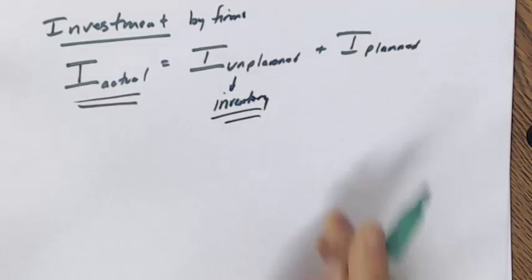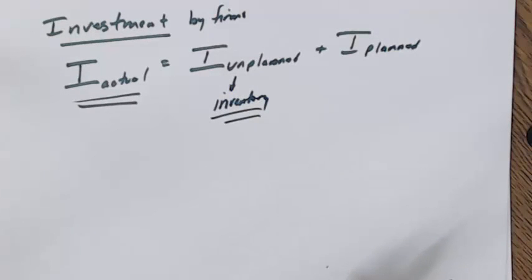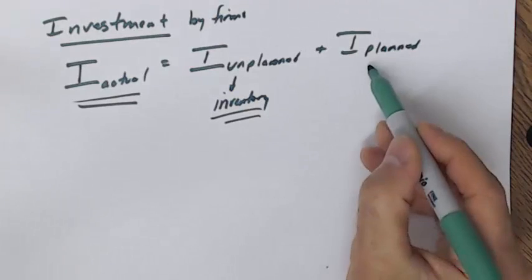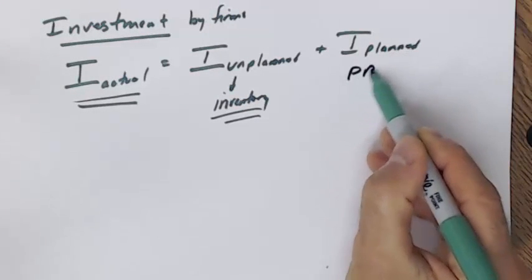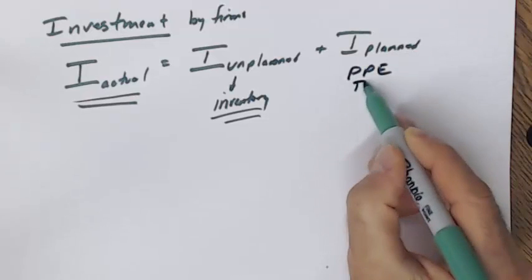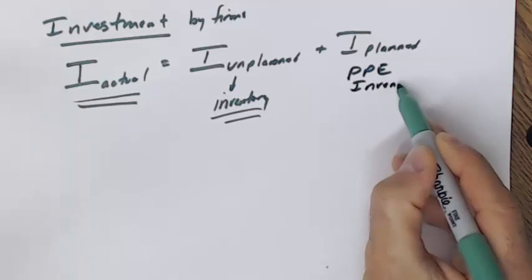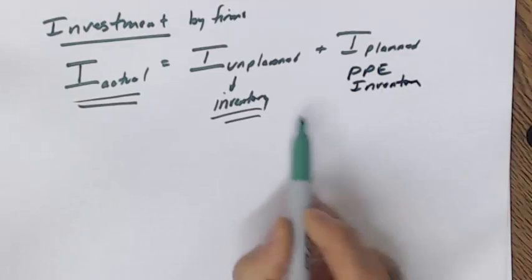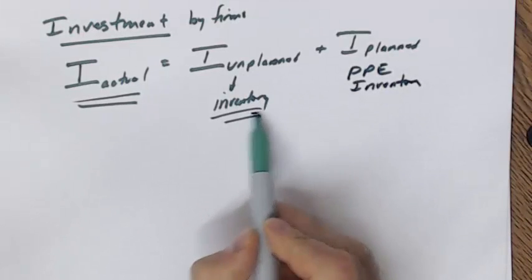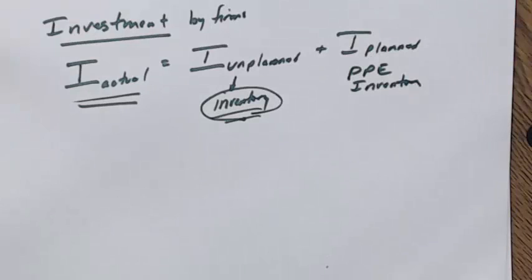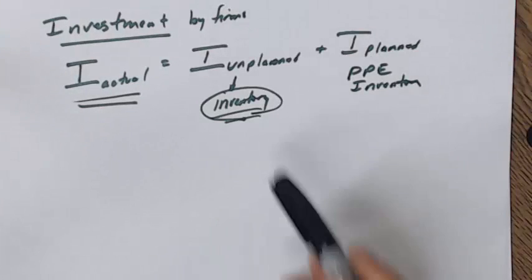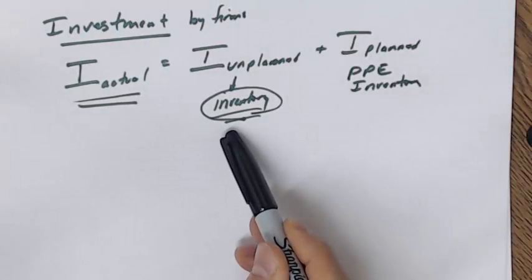This is inventory. And this component would be property, plant, and equipment, for example. So it would be property, plant, and equipment. It could be inventory that they planned to invest in. But the unplanned component will certainly be inventory. So inventory is key to this, especially unplanned inventory.